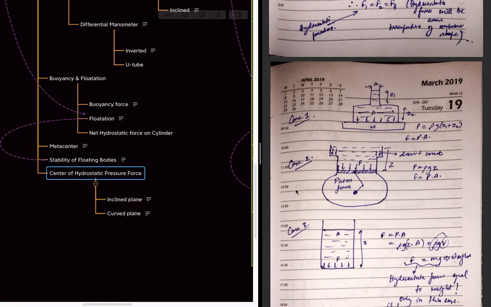Next is the center of the hydrostatic pressure force. There are two types. One is for an inclined plane or immersed plate. If the plate is immersed completely like this, we know that hydrostatic pressure varies linearly like this. For a given plate, this is the center of gravity or the geometrical center. But if you want to assume a point where the total hydrostatic force acts on the plate, we can calculate from the centroid of this pressure force area, and when we direct it to the plate, this point is considered the hydrostatic pressure center for this plate.